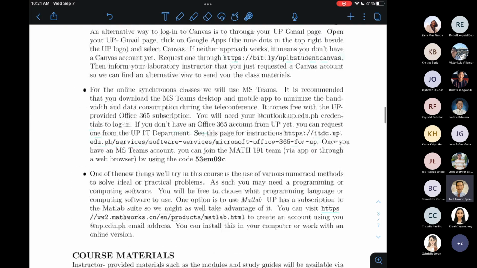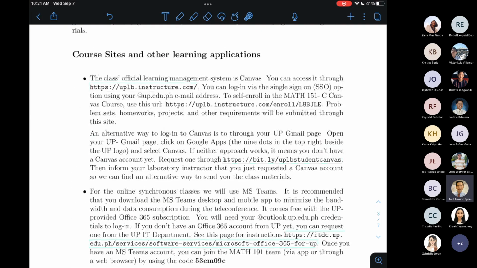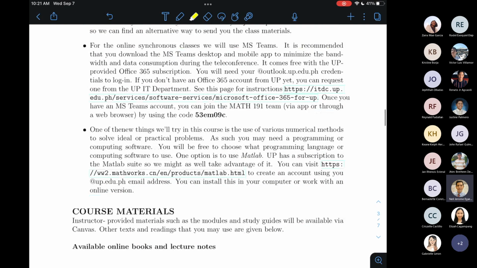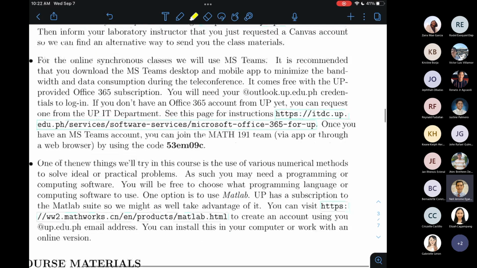And then these are the course sites and other learning applications that you should have. Of course, our LMS is Canvas. Since you're here, you've probably already enrolled in Canvas. I think I sent the invitation Sunday night. So hopefully you've accepted it. Else, you can use this link to self-enroll yourselves to the course. But it looks like you no longer need that since I already invited you. And then for synchronous classes, we'll be using MS Teams.